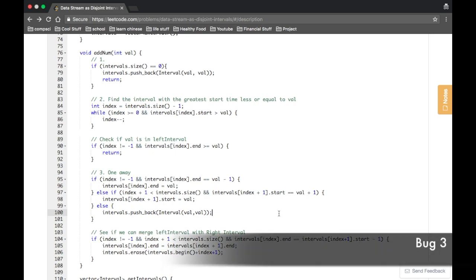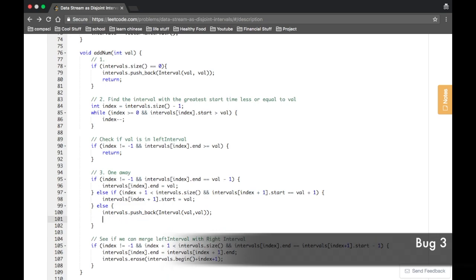Okay, so did you find it? So right now on line 100, I'm making a new interval and I'm putting it at the back of intervals. What I want to do is insert it between the left and right interval. So what I should have done was intervals.insert(intervals.begin() + index + 1, interval from val to val).